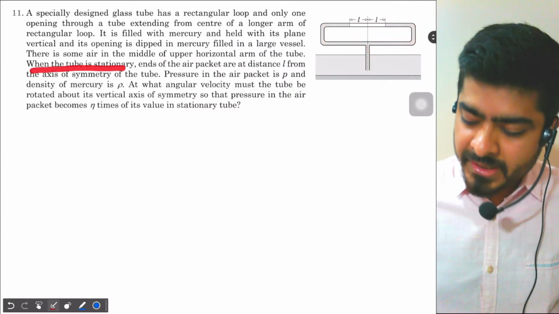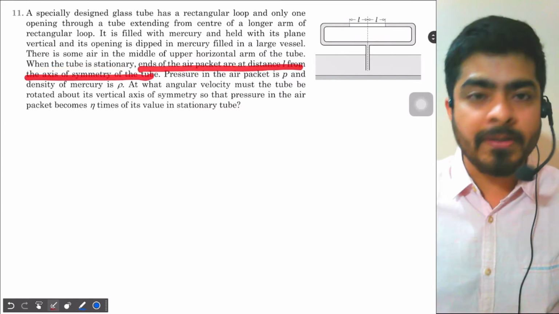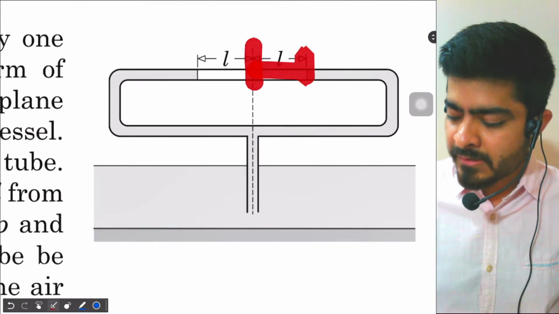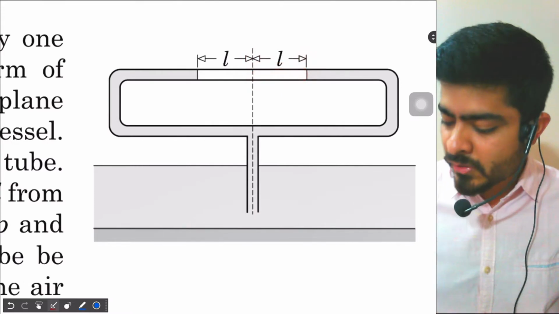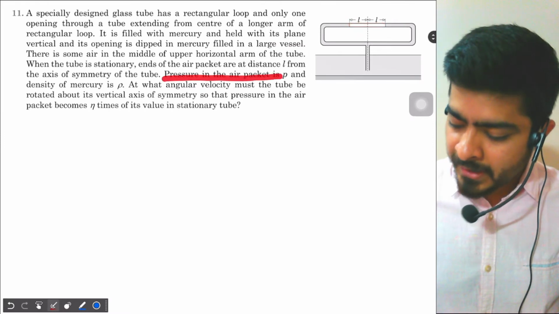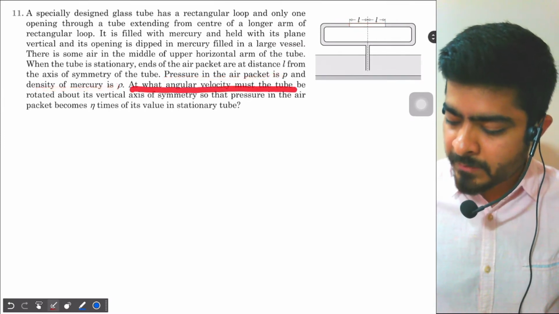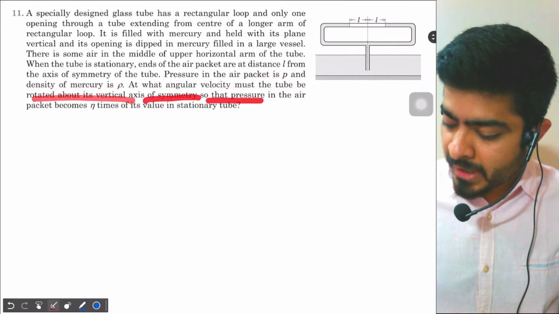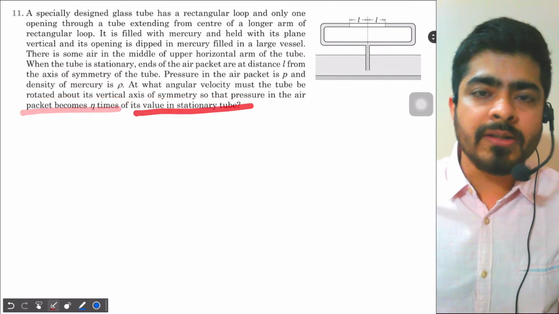When the tube is stationary, ends of the air packet are at distance L from the axis of symmetry of the tube. So you can see that in the diagram, the air packet is having length L from the axis of symmetry on either side. So the total length of the air packet is 2L. Pressure in the air packet is P and density of mercury is rho. At what angular velocity must the tube be rotated about its vertical axis of symmetry so that pressure in the air packet becomes eta times of its initial value in the stationary tube?